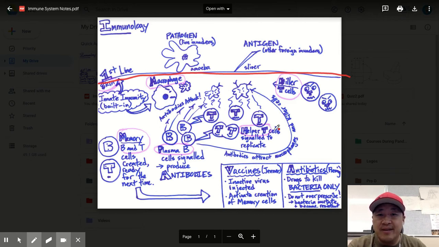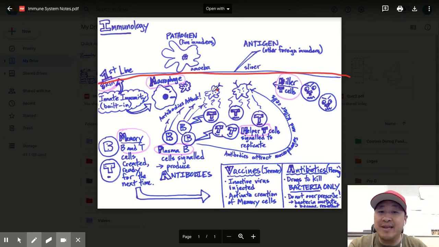These helper T cells are designed to get a signal from the macrophages, or from cells after the macrophages, and they basically go to the plasma B cells that you see here and tell them to start reproducing. And they reproduce because plasma B cells have these weapons called antibodies. So they launch these antibodies, and you can see them attacking here like missiles.